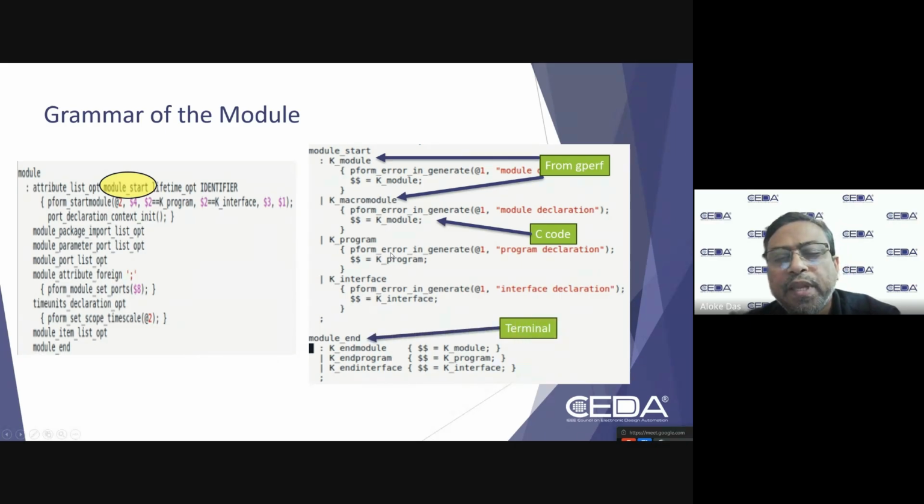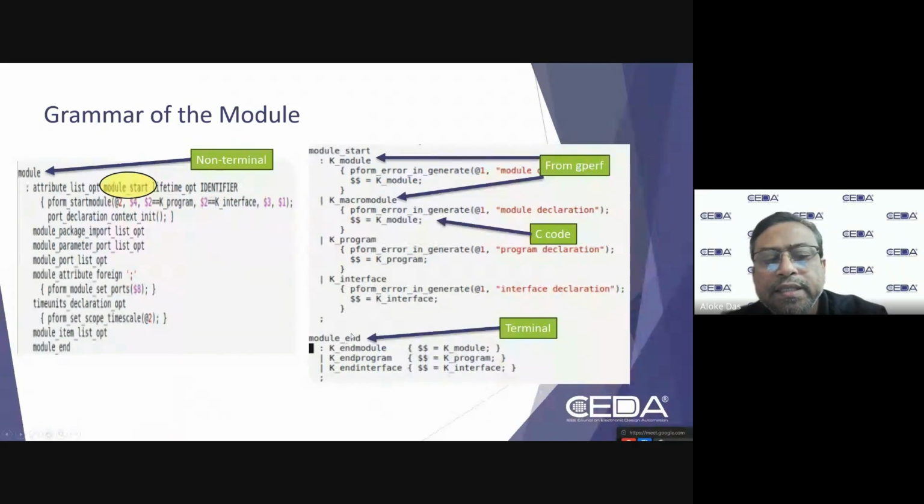And this is called terminal. Here, module, end, these are all keywords, and you don't need to define those things. Why? Because they will be coming from gperf. It is defined and there it ends, so no further elaboration of those things. So that means this is called terminal. And this is non-terminal because this is being elaborated further, and it ends here.